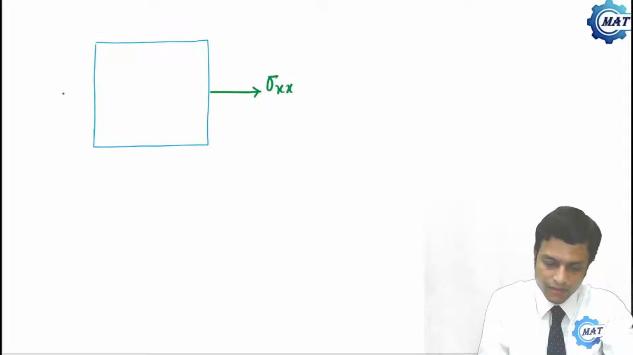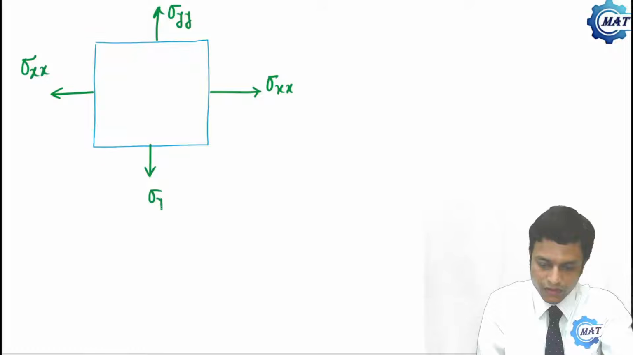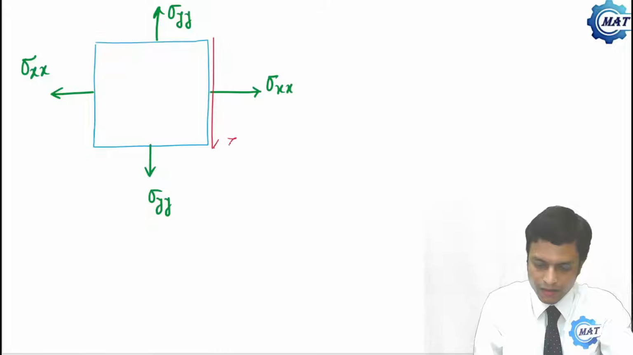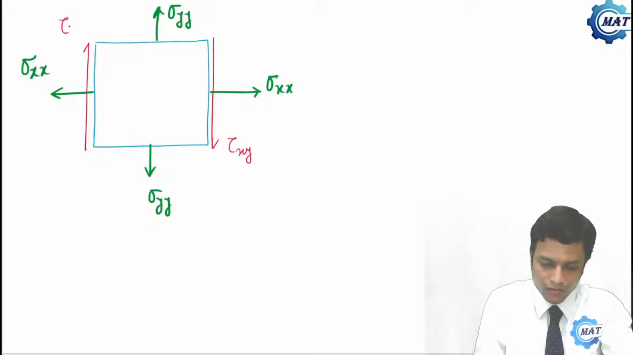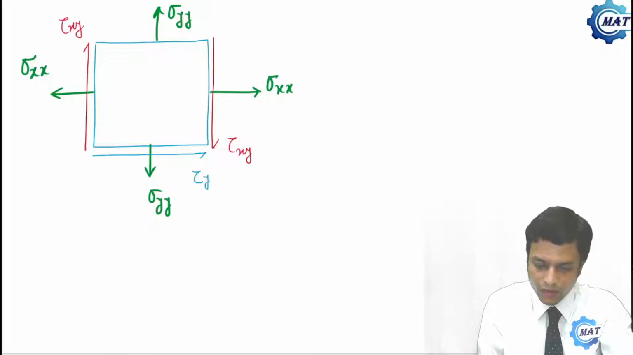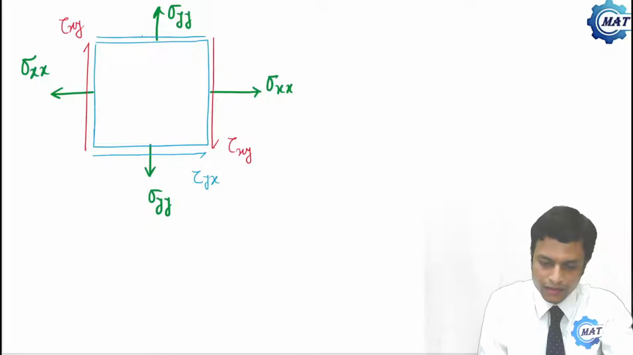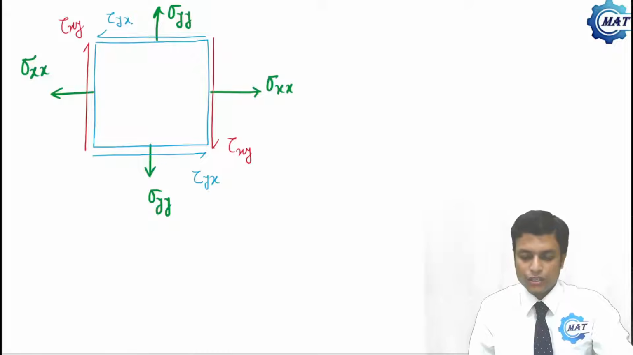Sigma xx, sigma xx, sigma yy, sigma yy. Then this is tau xy, this is also tau xy. Now this is tau yx and this is tau yx. So this is the plane stress situation.